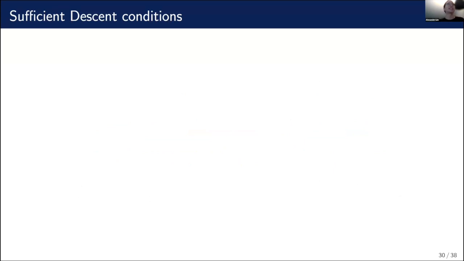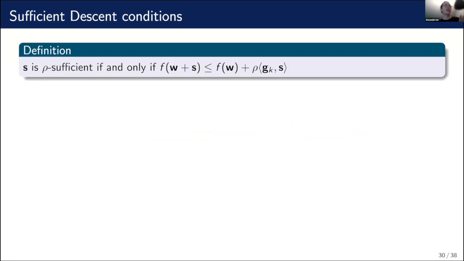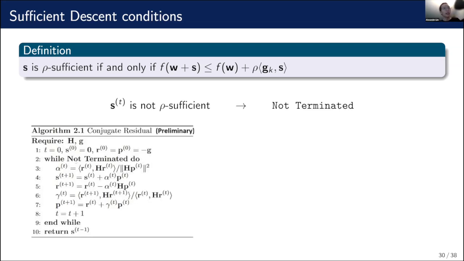So, introducing the sufficient descent condition. This will arguably solve the problem. This is how I define it: s is called rho-sufficient if and only if this holds. This is just the Armijo line search condition. Basically, it's the line search condition. If s satisfies this, we call s rho-sufficient. Rho is the curvature parameter here, and it depends on whether it's big or small, on how much you want it to descend. Now, use this in CR. Instead of using the relative residual as your termination condition, you simply replace the non-termination condition with: s_t is not rho-sufficient.